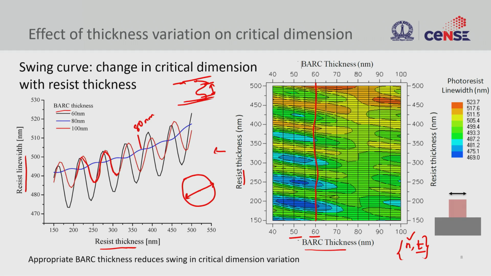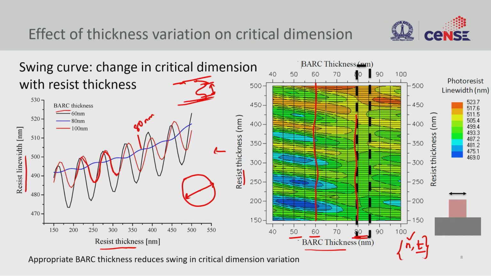But if you look at 80 nanometer, you almost see no change for a very large range of photoresist thicknesses. So this is the thickness that you want to use to have optimal CD uniformity for resist thickness variation as well. So you will choose a particular thickness of BARC for the particular thickness of resist, so that your CD variation is minimal.